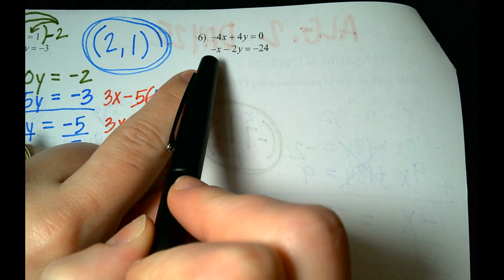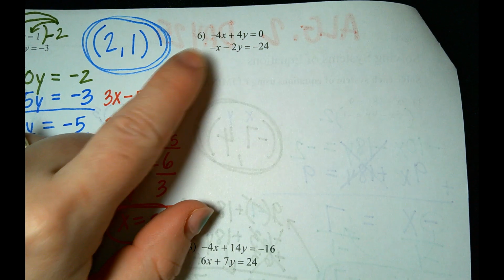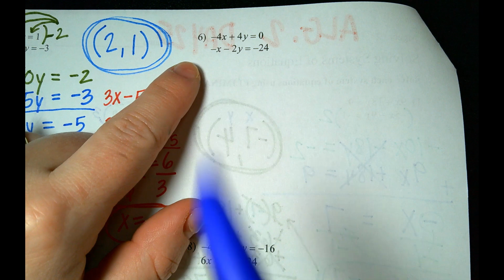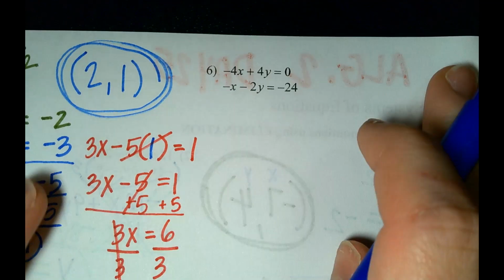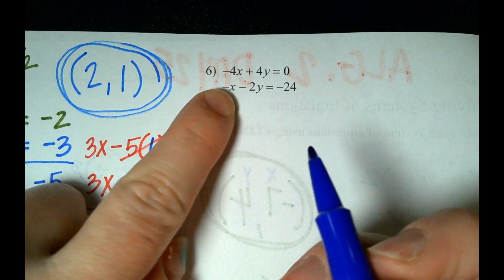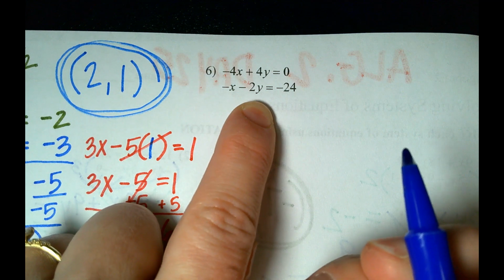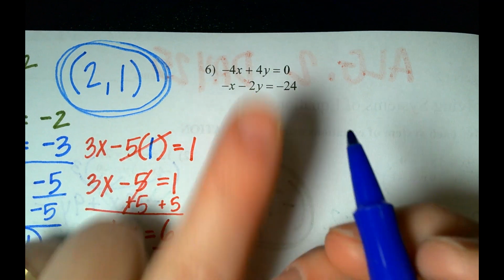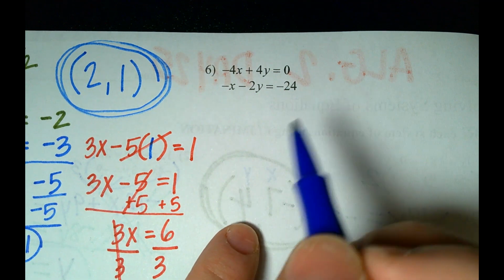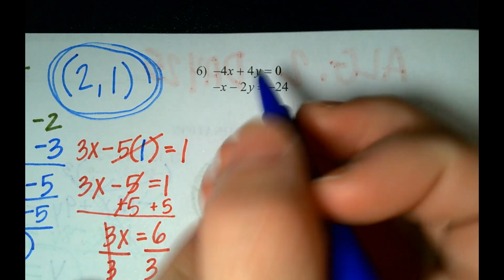So if I want to make the x's cancel, I'm going to multiply one of these equations by a number to make the x's match. If I'm canceling the x's, we're going to need to multiply by 4. If I'm doing the y's, we can multiply by 2. Either one will work.